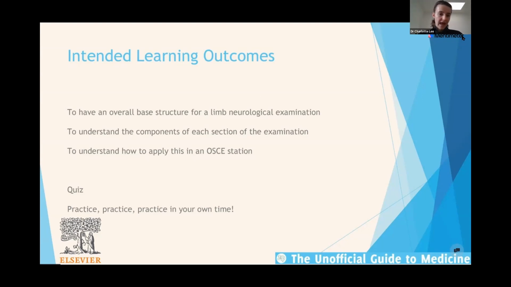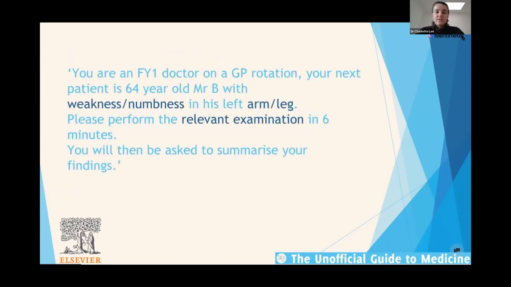And I think for neuro examinations in particular, it's important to, if you can, practice on non-medical friends and family, because some of the movements you're going to want people to do might be quite tricky to explain. So for a neurological examination station, it might be that you are the F1 doctor on a GP rotation. You've now got Mr. B with weakness or numbness perhaps in, say, arm or leg, and then you're going to be performing the relevant examination. So if it says weakness and numbness, you're thinking neuro. If it says pain, swelling, then you're going to be thinking a joint.